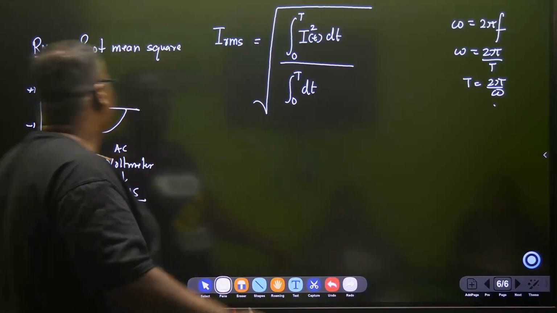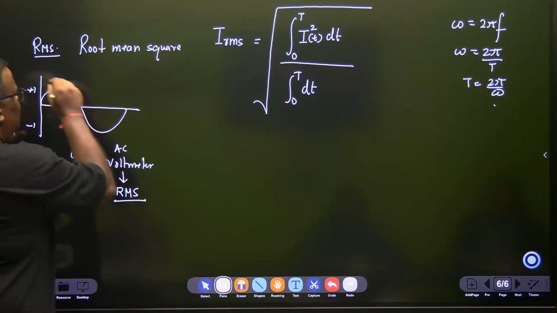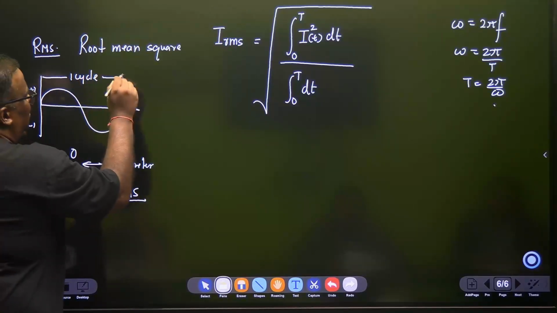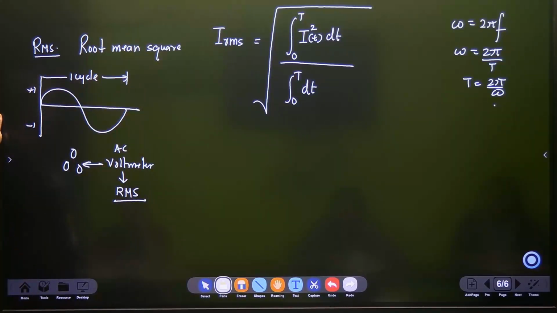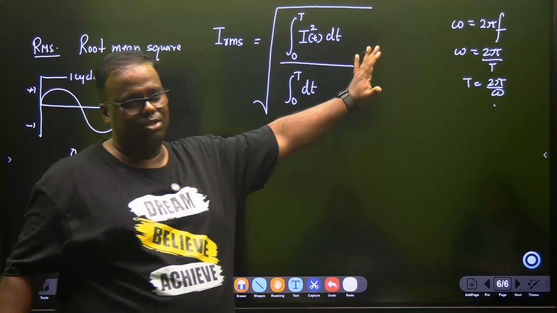Why? Because you are doing RMS over one cycle. Over one cycle. This is a passionate topic for me. I enjoy this. One cycle. Today you should note this down. Over one cycle. Did you get it? So over one cycle, this integration we will do in our next class. Don't worry about it.